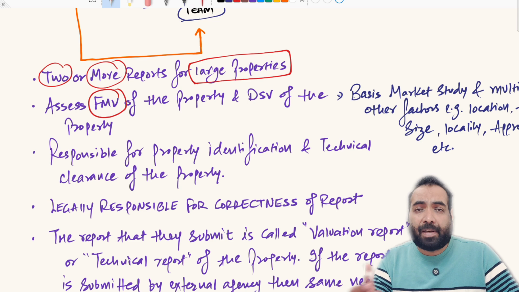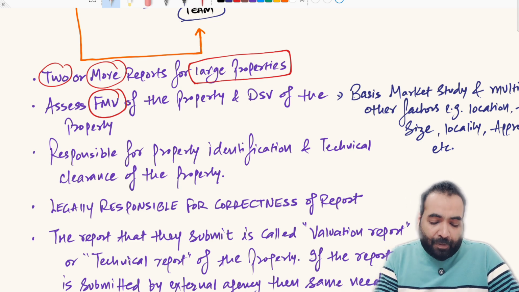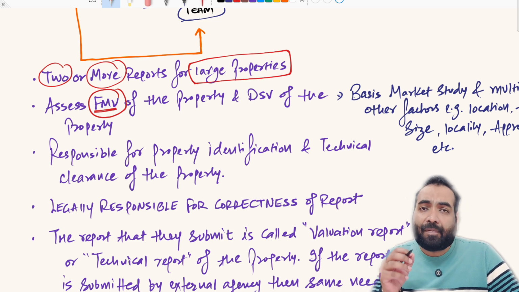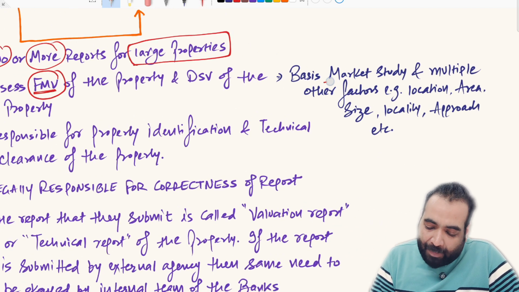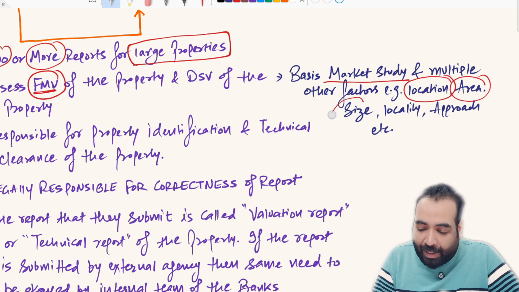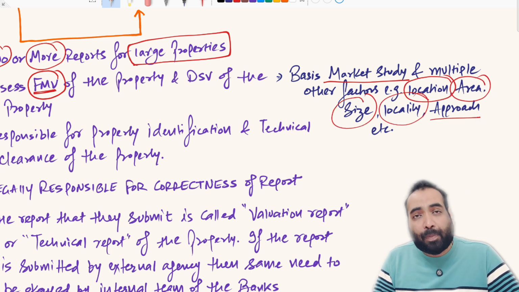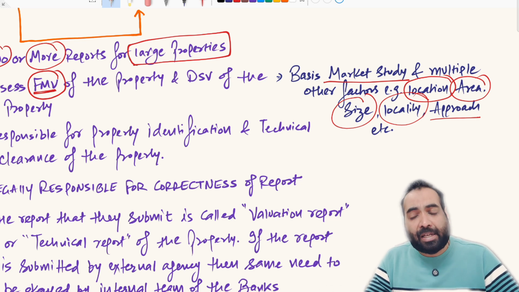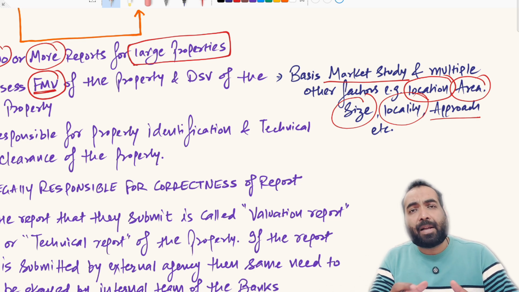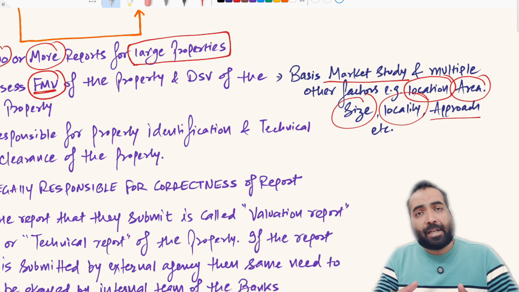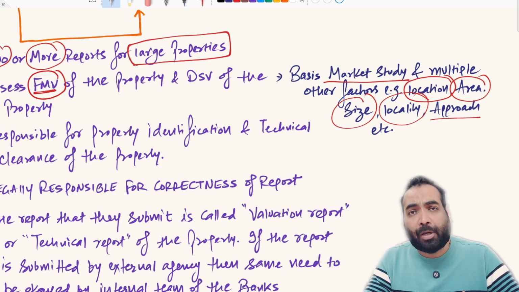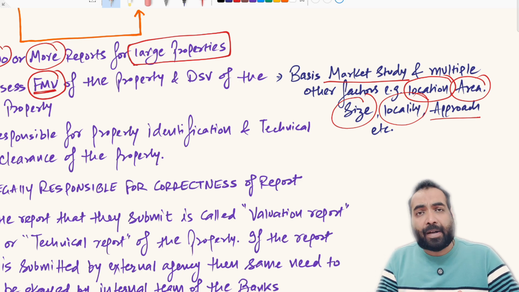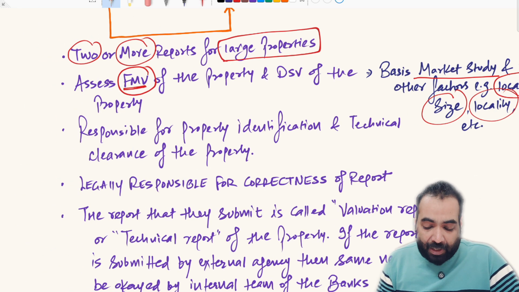And why is this difference there? Because the fair market value valuation is given on a very conservative side by the valuers to the bank, right? So they do the market study, they assess the location of the property, nearby area, size, locality, approach to the property, how wide the street is. There are multiple factors that are looked into by the valuers. They are technically qualified, so they know better exactly what is looked into. So they look into the different factors and give a final value to the banks, right?